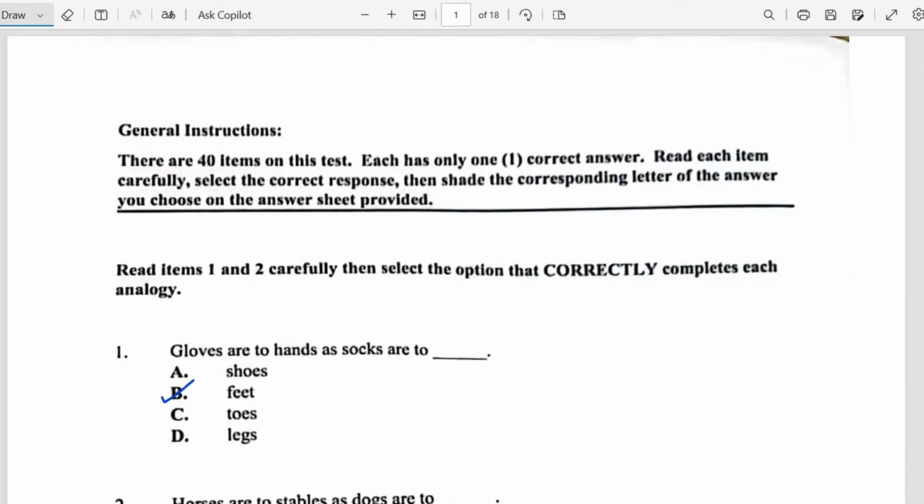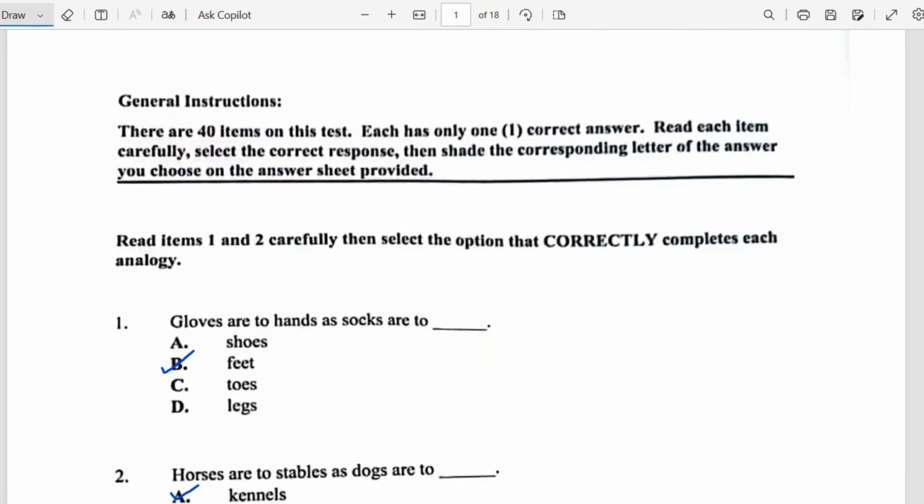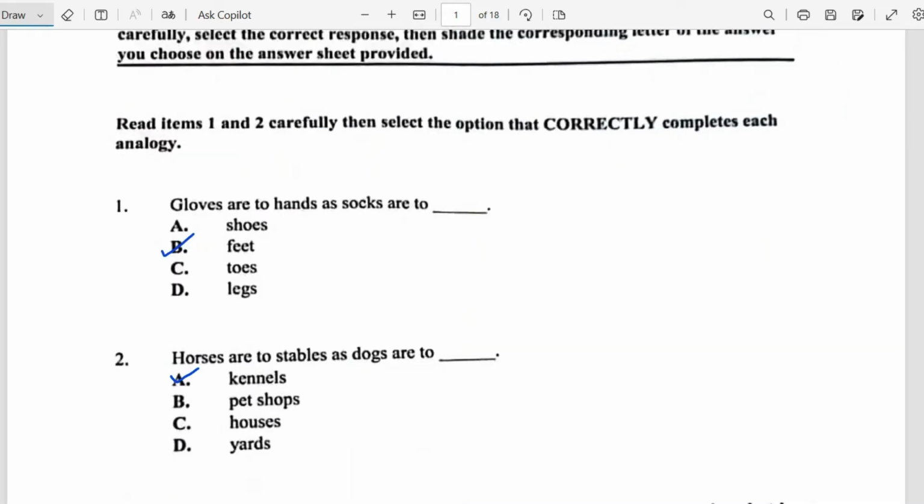All right, so now we're going to start reviewing the 2025 ability test paper. The paper has 40 questions and you're supposed to select only one correct answer. The instructions for 1 and 2 are that we're going to select the option that correctly completes the analogy. Gloves are to hand as socks are to. The correct answer is feet, because gloves are worn on the hand in a similar way the socks are worn on the feet.